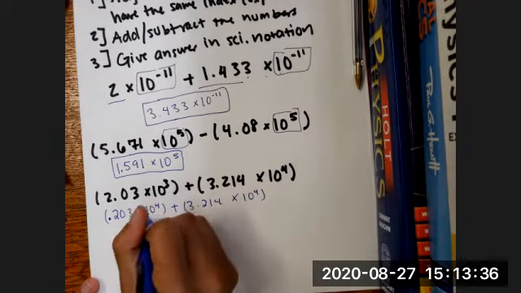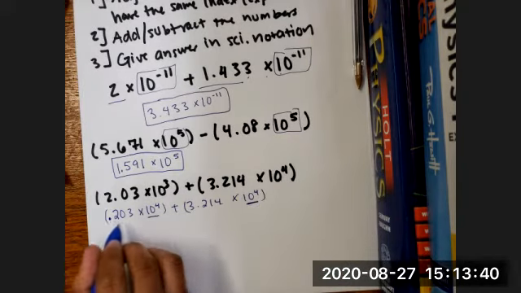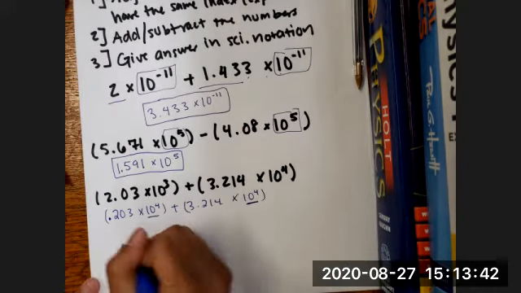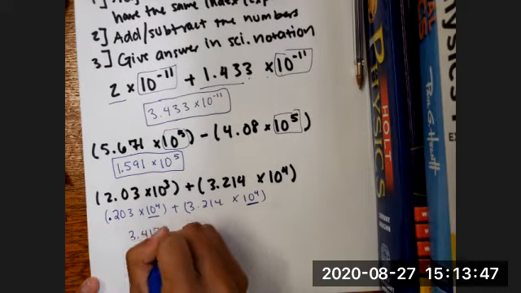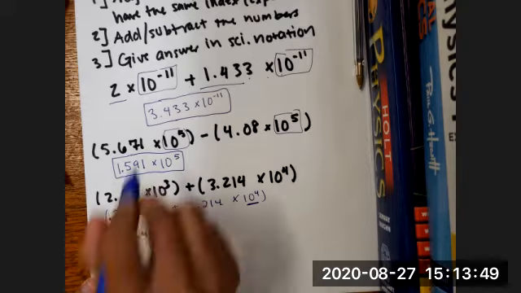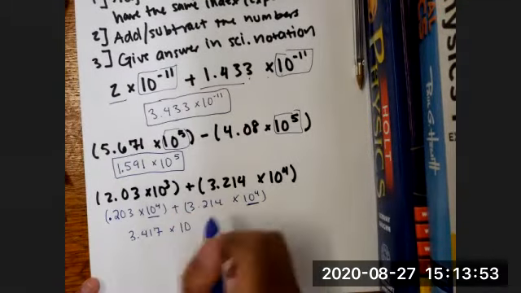So now that my exponents are the same, I can just add these two together, and I get 3.417. And then I just give the answer in scientific notation, times 10 to the 4th power.